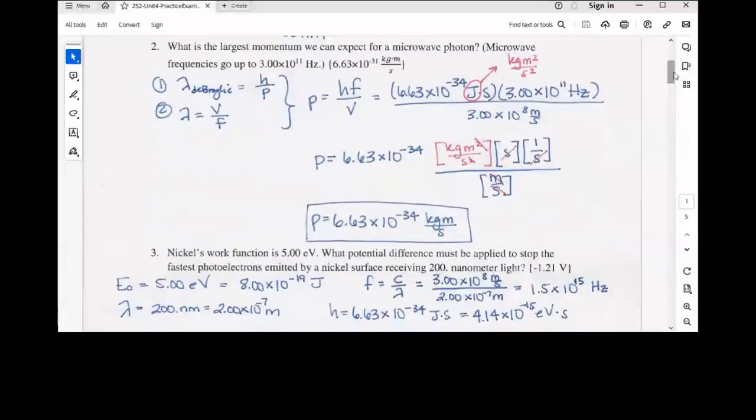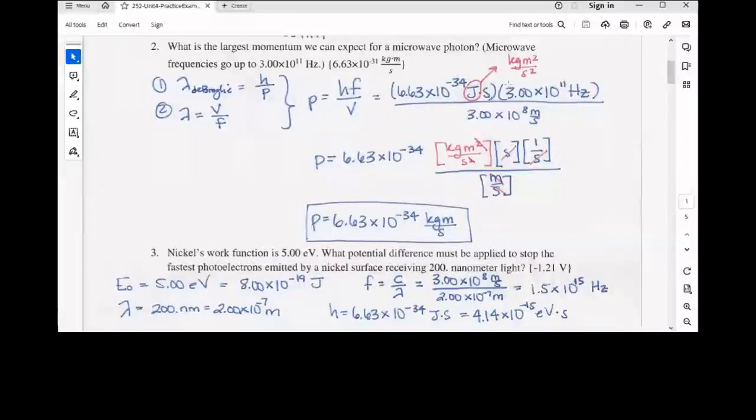Number 2, what is the largest momentum we could expect for a microwave photon? Microwave frequencies go up to 3.00 times 10 to the 11 hertz. So we are looking for a momentum, and that's something we can associate with the de Broglie wavelength. The de Broglie wavelength is Planck's constant divided by linear momentum. So as long as I know how quickly this photon is moving, I can calculate its wavelength and set those two equal. Solving for p, I have Planck's constant in joule seconds as opposed to electron volt seconds.